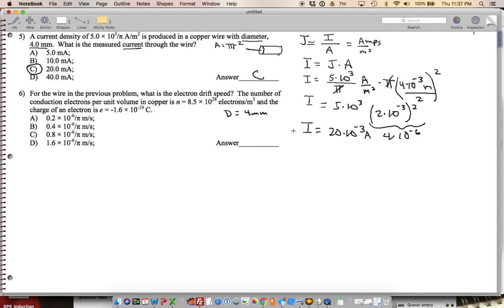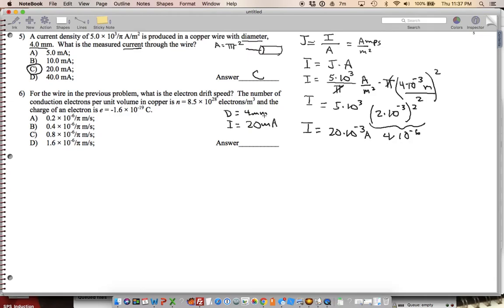And I think we need to know its current. Yeah, that's right. We need to know the current. So we know our current is I is equal to 20 milliamps. And so this problem is asking about electron drift speed.